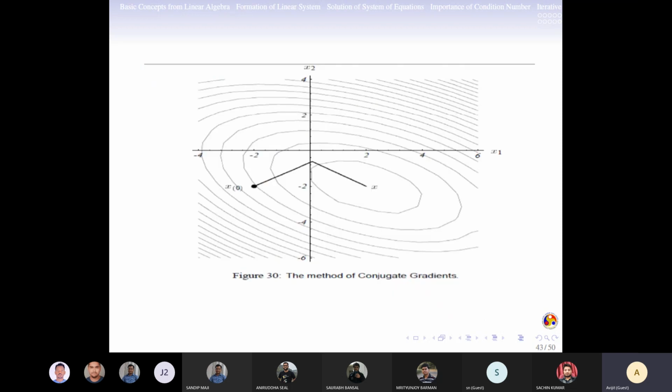And here is the plot. You start with x naught. In steepest descent you have seen that they turn in an orthogonal direction, again turn orthogonal, and in this way reach x. But in conjugate gradient they are not taking the orthogonal direction, they are taking the A-orthogonal direction, that is, conjugate directions, and that means from x1 they can directly reach x. This is the benefit of the conjugate gradient method.